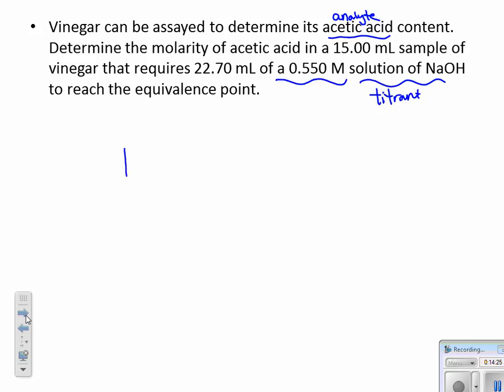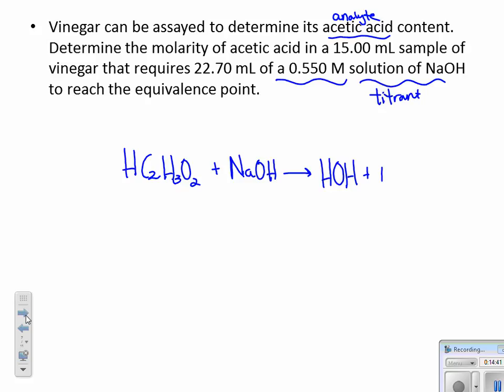Acetic acid, C2H3O2, sodium hydroxide. And again, we have a monoprotic acid and a monobasic base. So we have some water, and the salt here is sodium acetate. The equation is balanced as written because all of those ions have a charge of 1. And we're going to get moles. Actually, we're going to get millimoles.